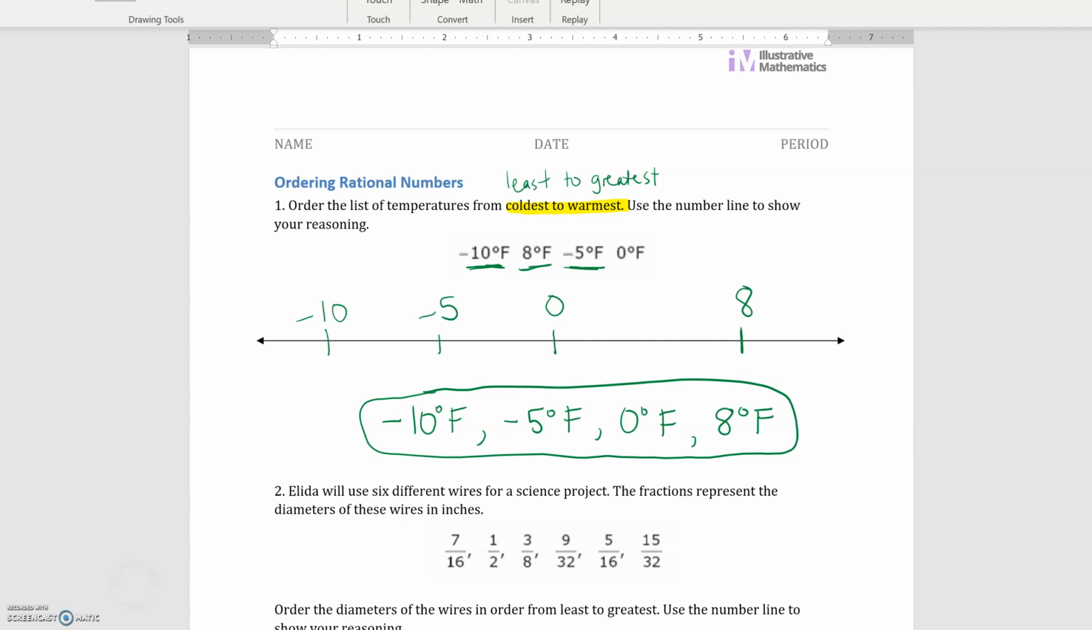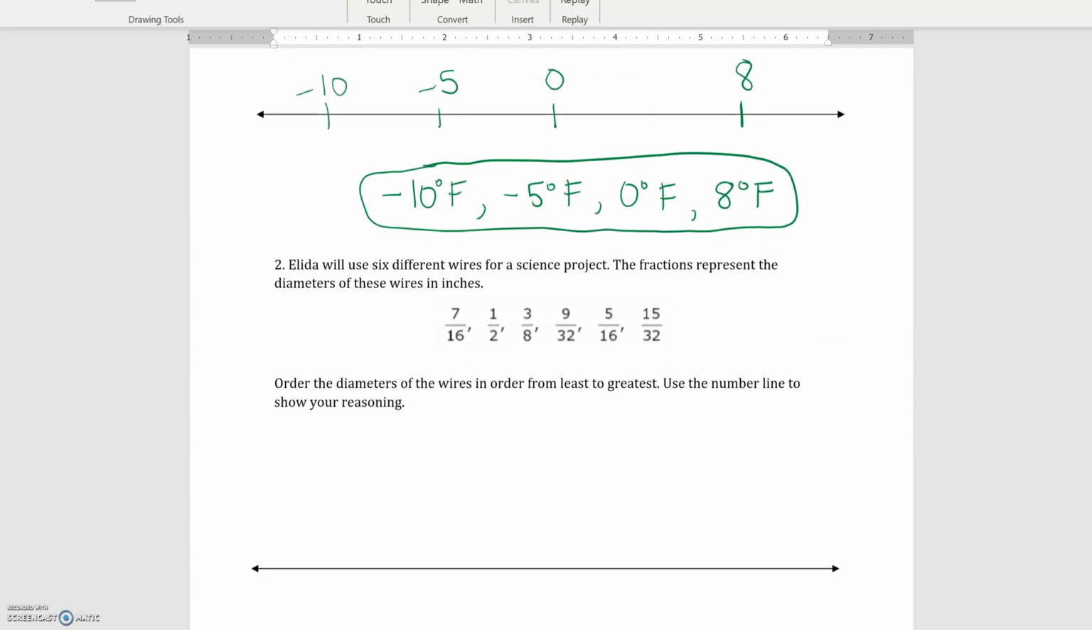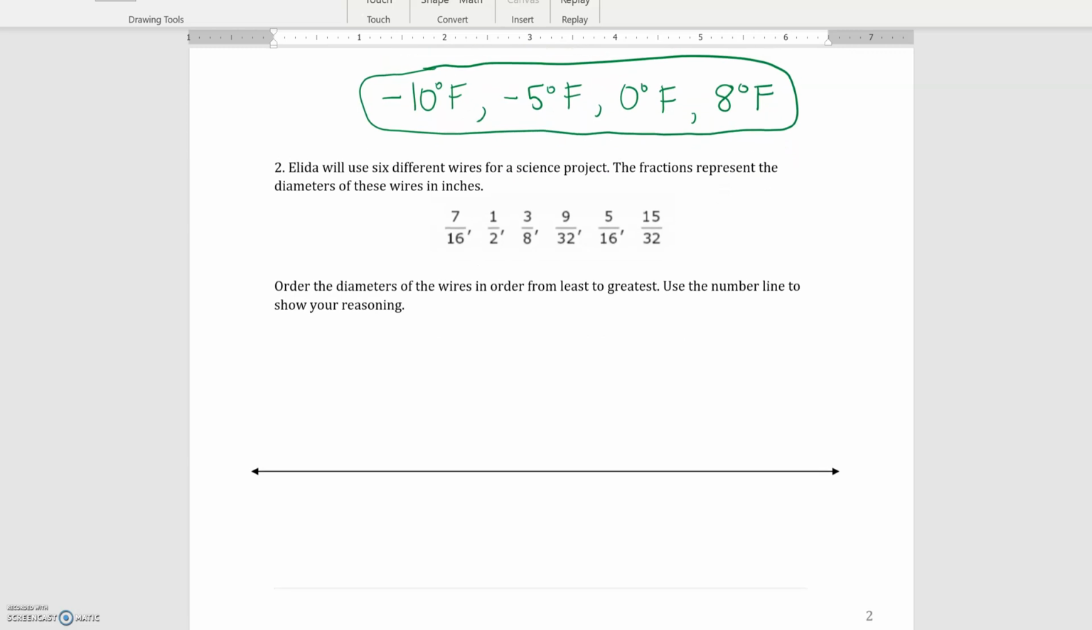So let's try another example, and now we're going to get some more challenging problems where we have some decimals and some fractions. So let's read it together and think of a strategy of how we're going to approach this. Alita will use 6 different wires for a science project. The fractions represent the diameters of these wires in inches. 7/16, 1/2, 3/8, 9/32, 5/16, and 15/32. Order the diameters of the wires in order from least to greatest.